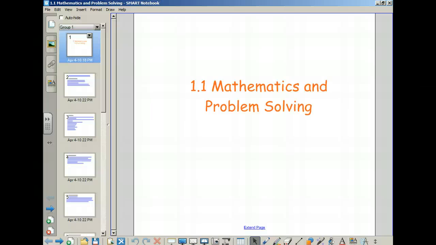All right, we're going to take a look at 1.1 today, mathematical problem solving. Just one moment.